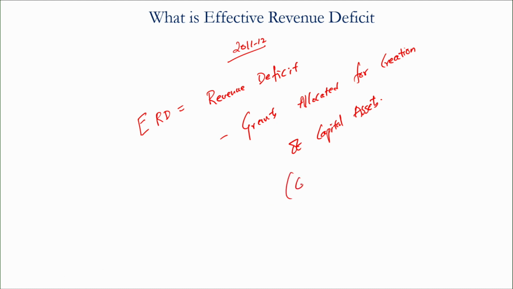It is very commonly referred to as GCCA. GCCA stands for grants allocated for creation of capital assets. So whatever amount of money the government allocates to the states or to various departments to create capital assets, if you remove that component from the revenue deficit, what you get is the effective revenue deficit.